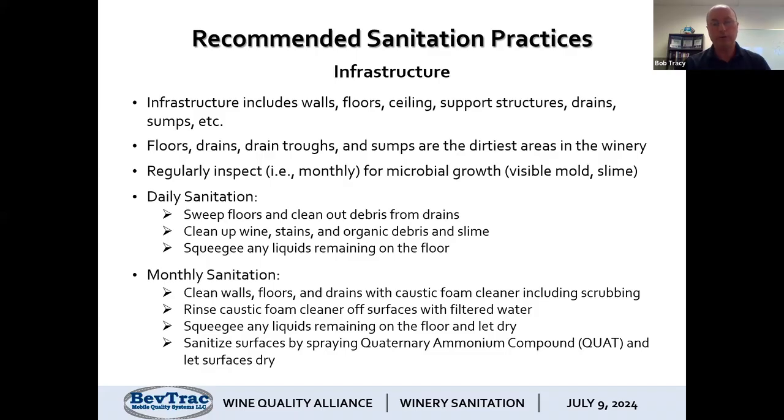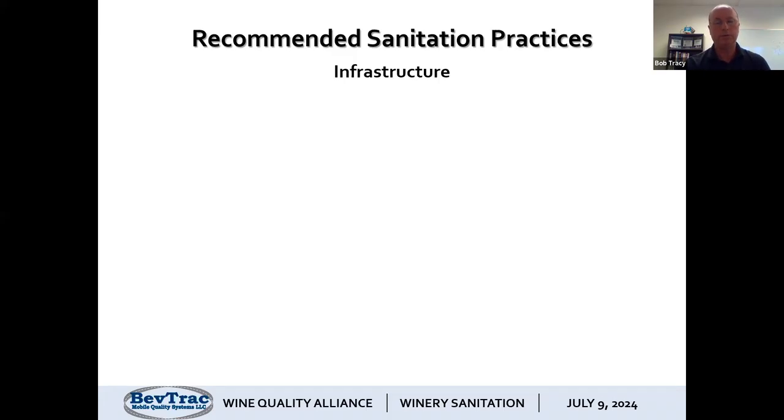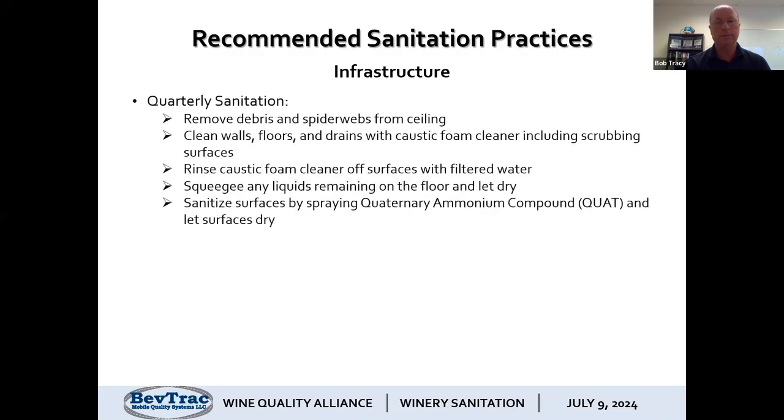And then after you do your cleaning, you can spray on a quaternary ammonium compound, which is a sanitizer, and you let the surfaces dry. Quaternary ammonium compound kind of forms an invisible layer on the surface, which continually acts to kill microbes. So you clean your surfaces, you rinse them, and then you apply a quaternary ammonium compound sanitizer. And quats work very well on infrastructure surfaces.